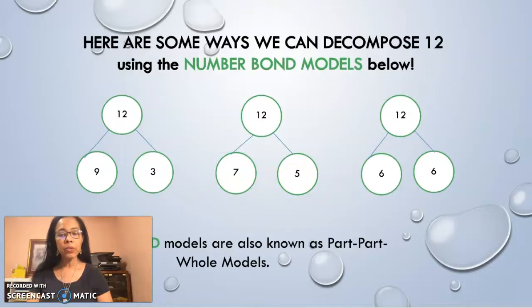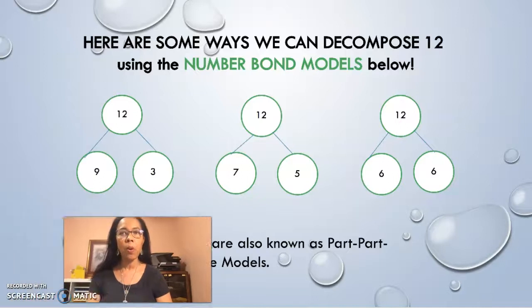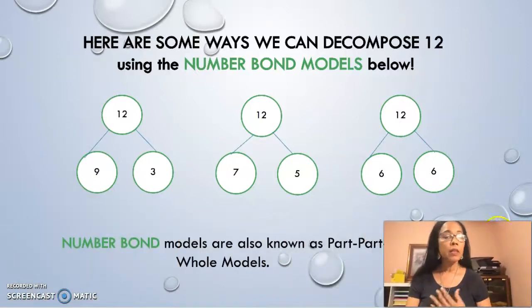And I also want you to know that this number bond model is also the same as the part-part-whole model. When you were in first grade, you were exposed to the part-part-whole model. This number bond is the same thing. This is your whole, this is your part. Part plus part equals whole. In your part-part-whole model, this might be a rectangle, and these might be rectangles or squares down here.